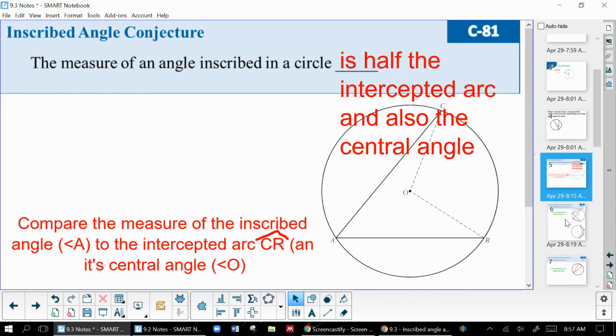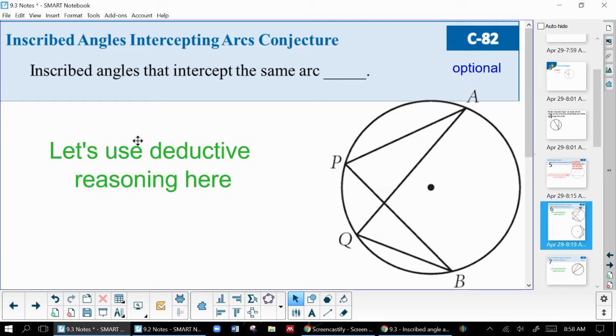Now, these next two conjectures I'm going to say are optional as far as writing down. That's because they directly follow from this conjecture. If you know this conjecture well, there's no reason to write down these next two. We're not even going to do an exploration on these. We're just going to take a look and think deductively about this.